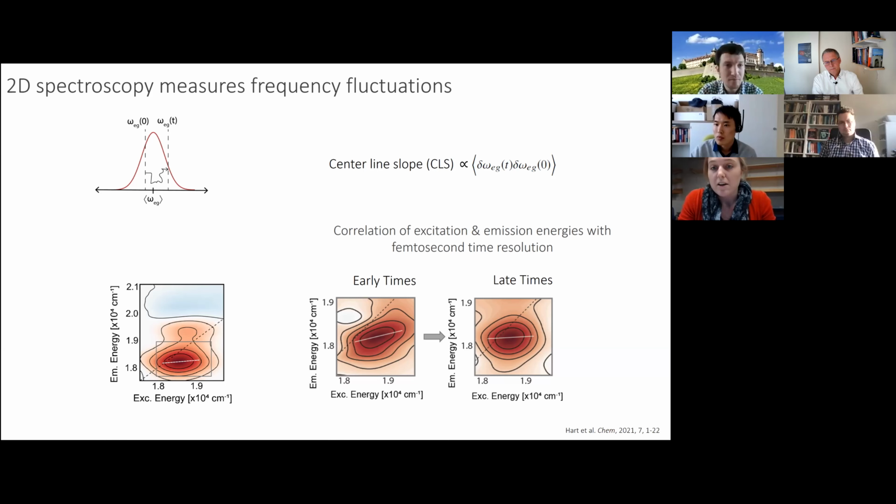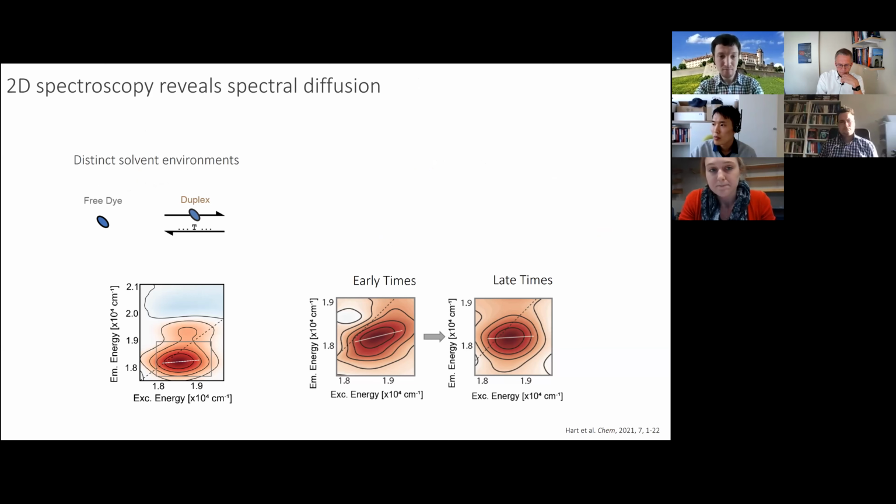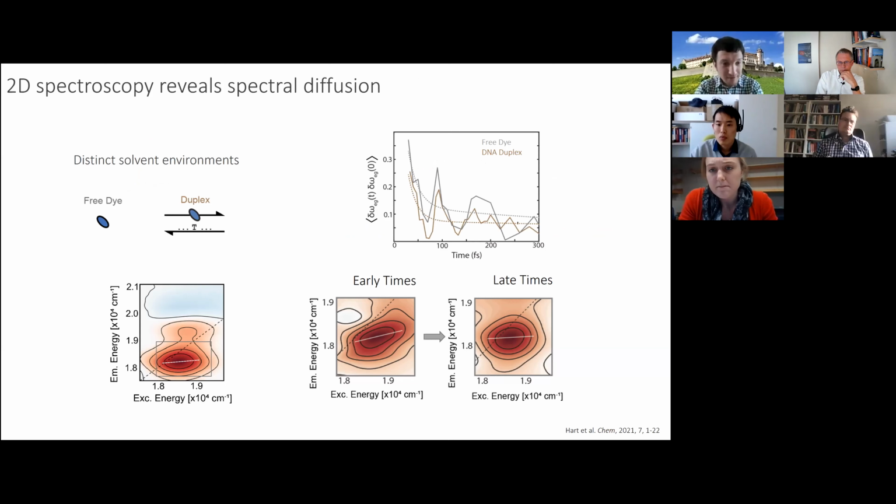We can basically use the time scale of these dynamics to uncover how the system is fluctuating on the femtosecond time scale. And so to explore the spectral diffusion in these different environments, we looked at cyanine dyes free in solution, as well as scaffolded within a DNA environment. And when we look at the femtosecond timescale dynamics, we see a fast exponential decay within the first hundreds of femtoseconds after photoexcitation, which corresponds to spectral diffusion.